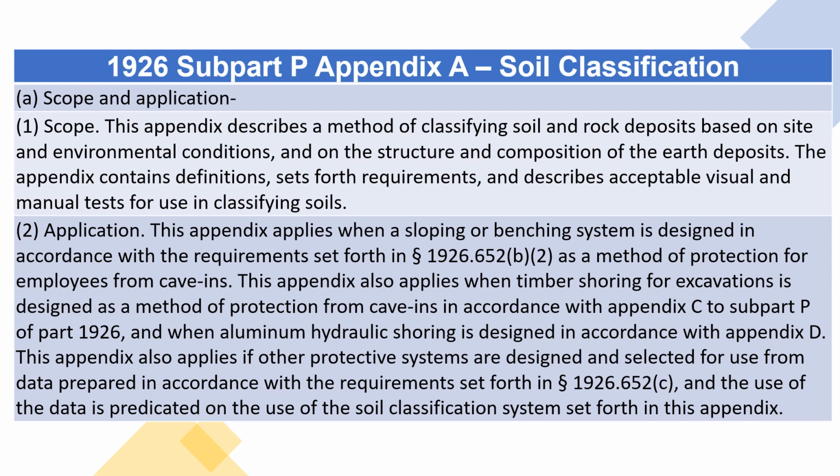The appendix contains definitions, sets forth requirements, and describes acceptable visual and manual tests for use in classifying soils. 2. Application. This appendix applies when a sloping or benching system is designed in accordance with the requirements set forth in Section 1926.652(b)(2), as a method of protection for employees from cave-ins.